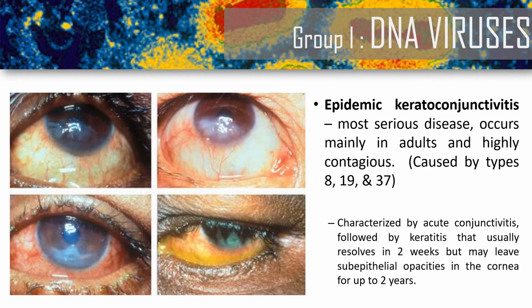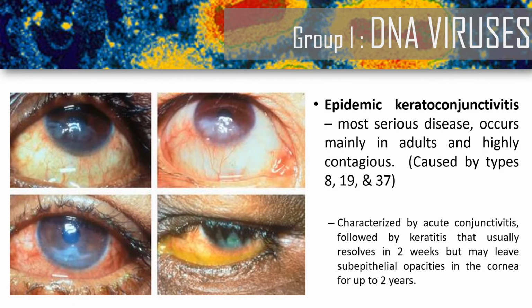So next, we have your epidemic keratoconjunctivitis. So kung makikita niyo dito, class, meron na tayong inad na kerato. Okay? Yeah, most serious disease occurs mainly in adults and highly contagious. Okay, caused by your type 8, 19, and 37. So, bakit nag-add na tayo ng kerato, class? Because it is characterized by acute conjunctivitis. So, anong ibig sabihin, class? It will start muna sa pumumula ng mata, followed by keratitis. That usually resolve in 2 weeks, but may leave subepithelial opacities.